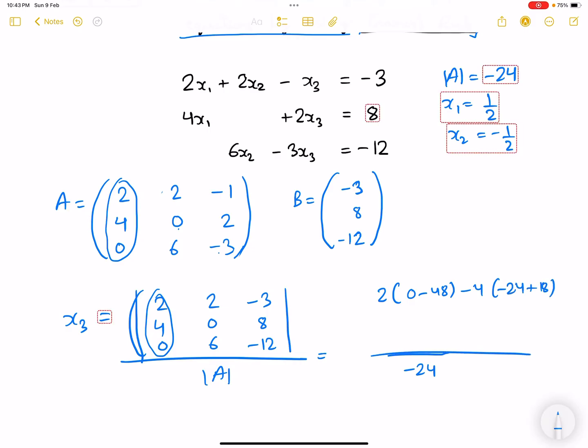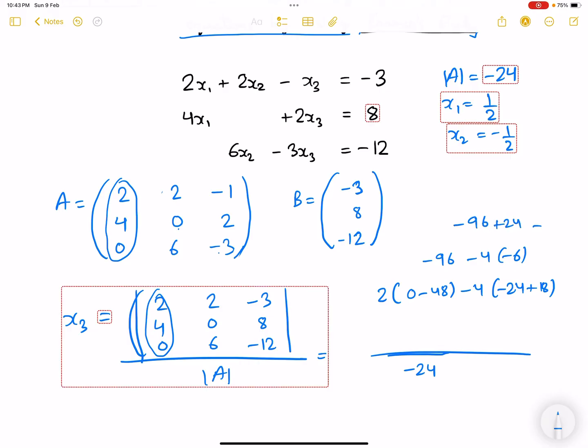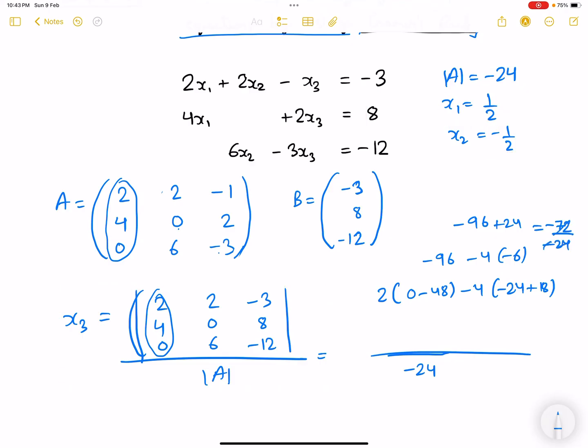So if you'll solve this, this is minus 96 minus 4 times minus 6. So this is minus 96 plus 24, which is minus 72 upon minus 24. So x3 is coming out to be 3. So you can substitute these values and check for these equations as well.